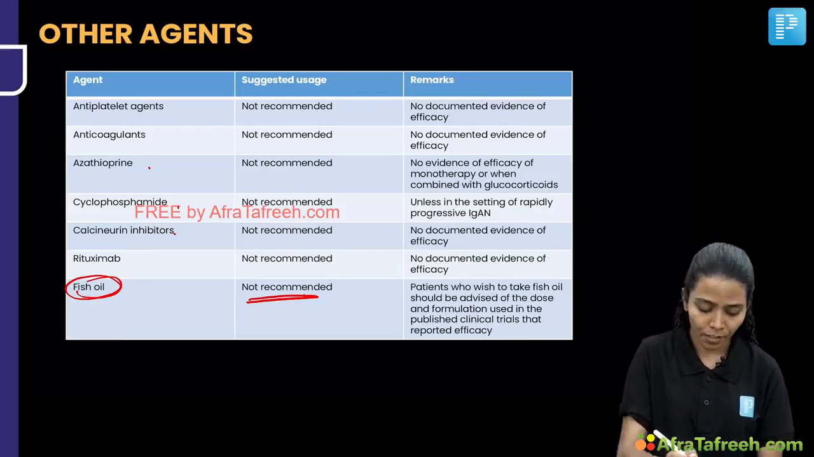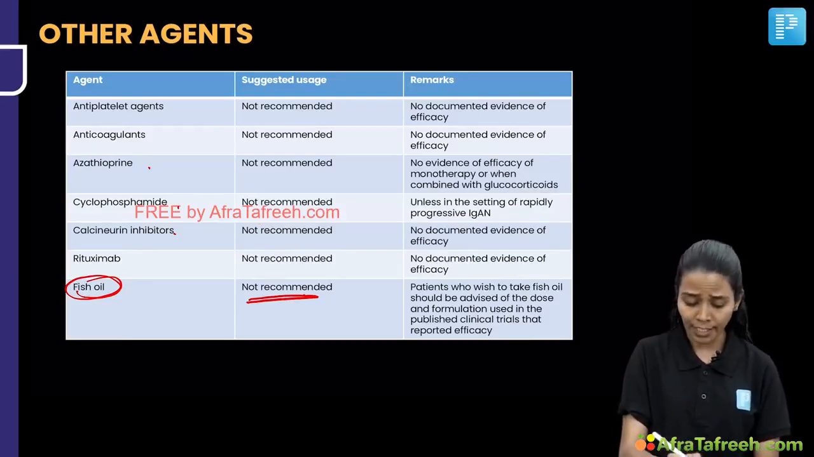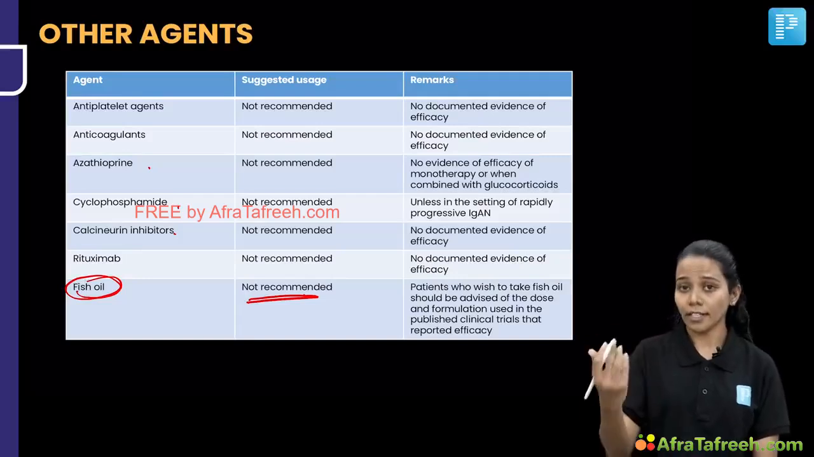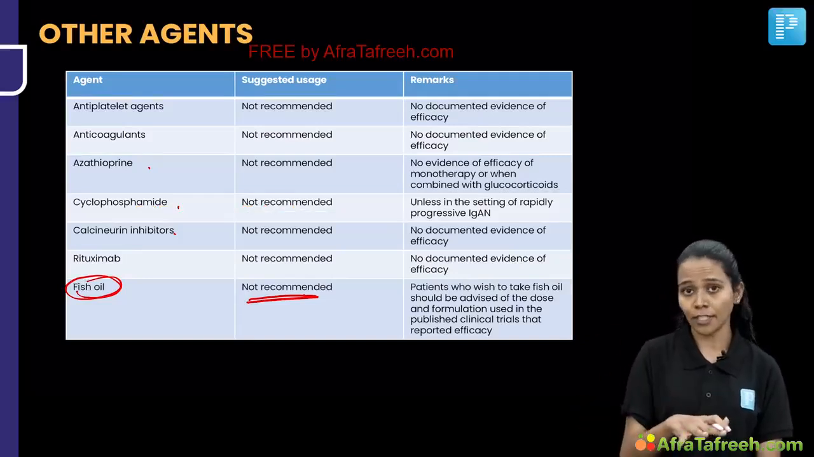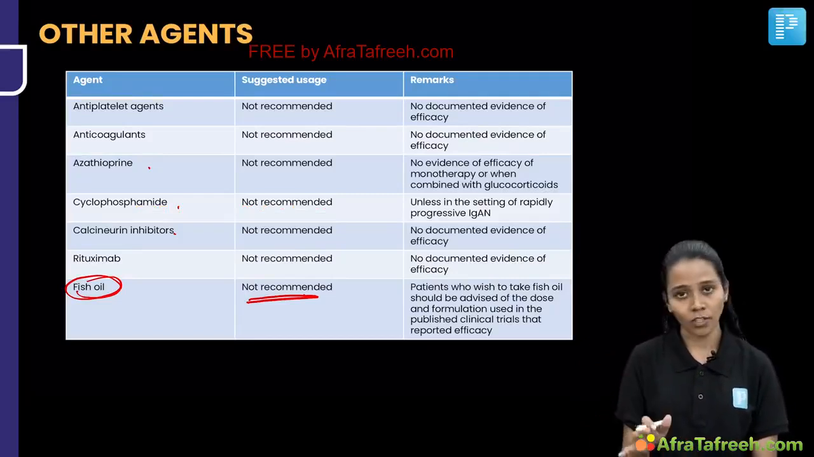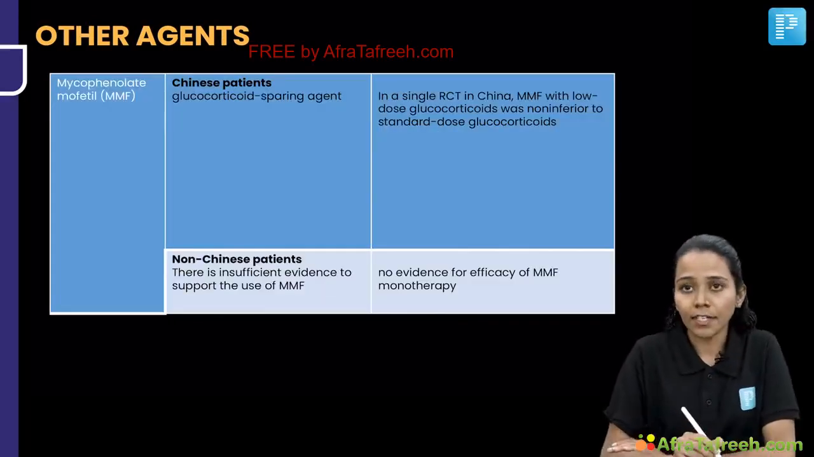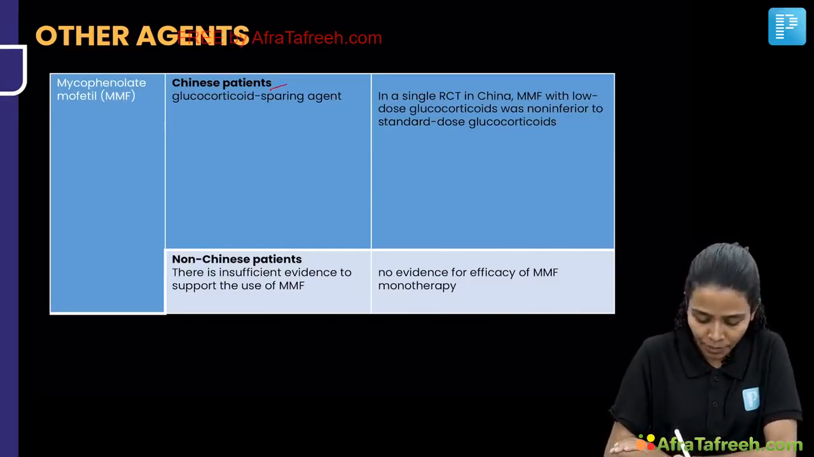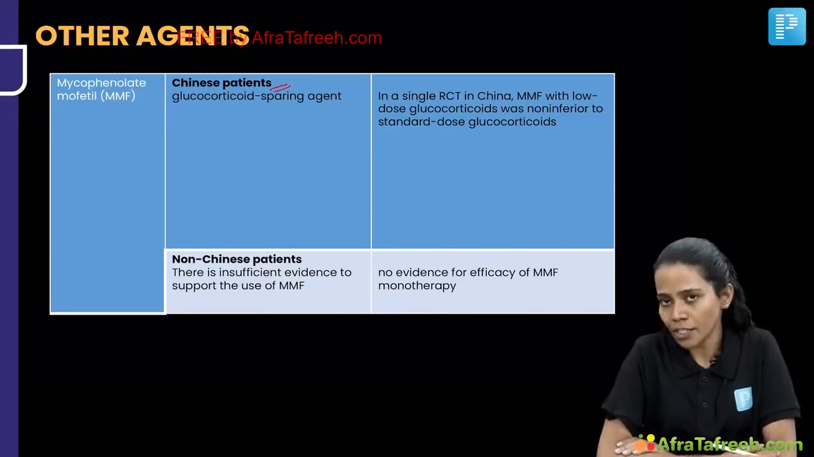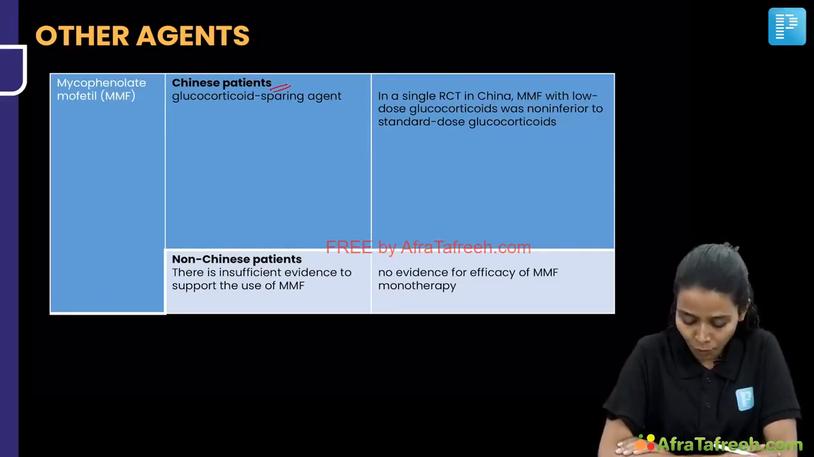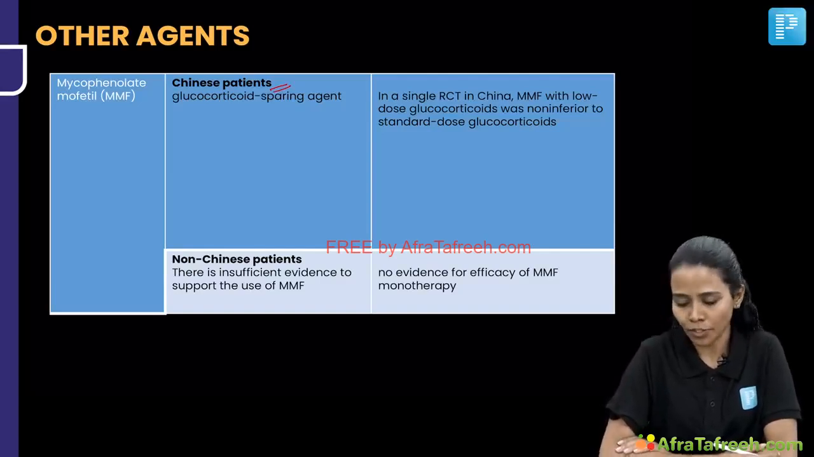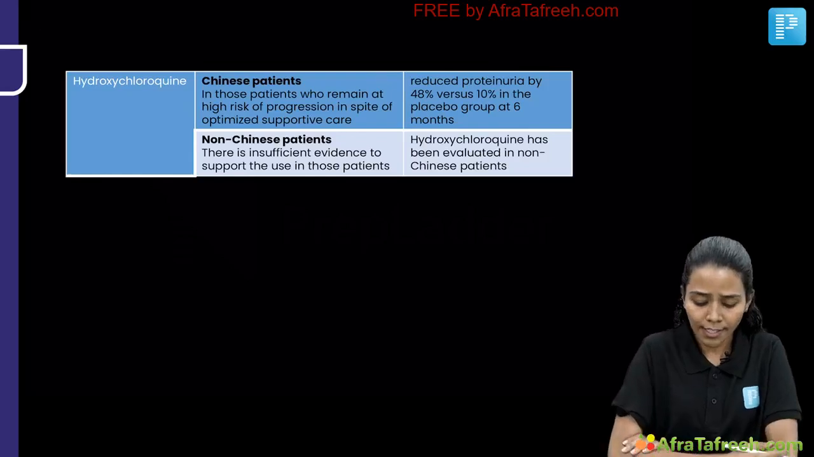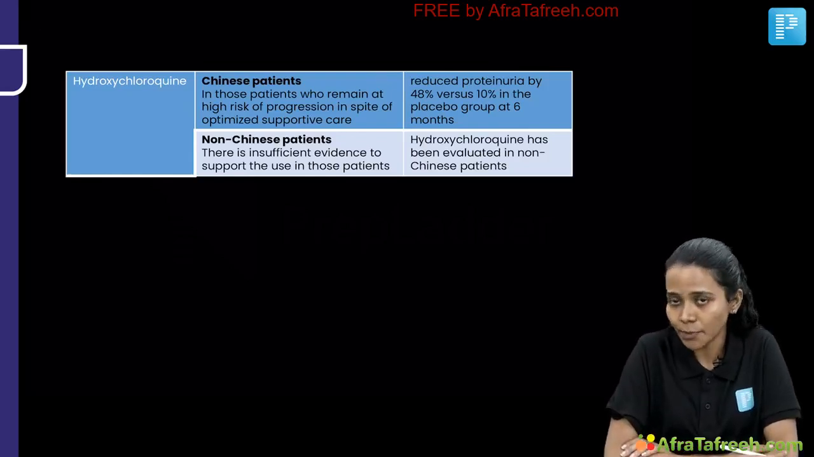Though rituximab, CNI, cyclophosphamide, azathioprine are considered good enough in other nephropathies or other glomerulonephritis, they are not considered good in this. Next is the drug mycophenolate mofetil. There are no data in other populations. Only in Chinese patients there is data, so it is used as a glucocorticoid sparing agent in China. In non-Chinese patients, there is no data. However, in India, we are using this for a few patients. Next is hydroxychloroquine. Similarly, only in Chinese patients there is data and no data in other patients.